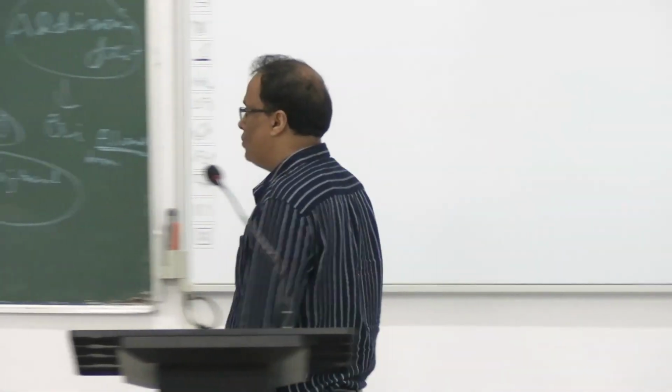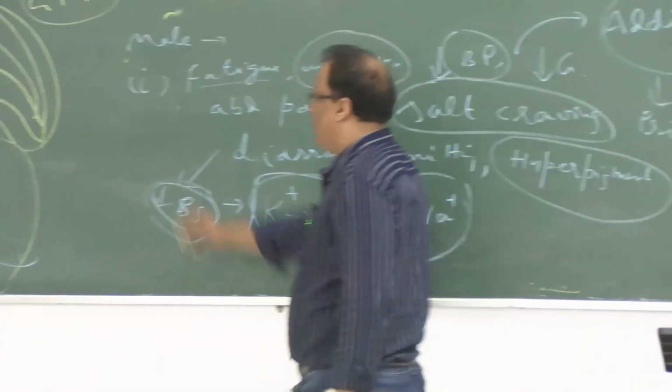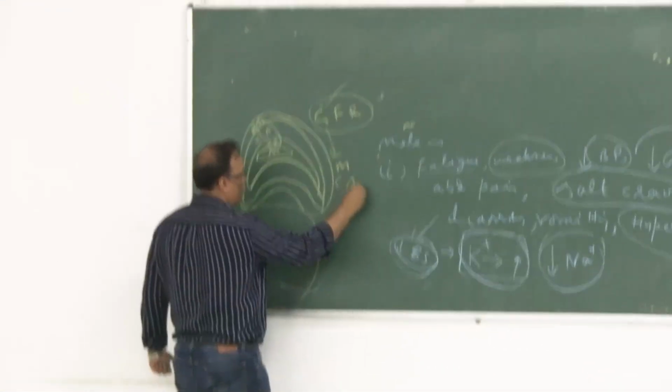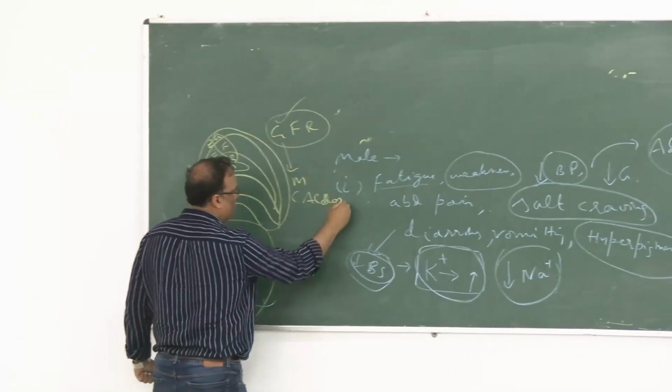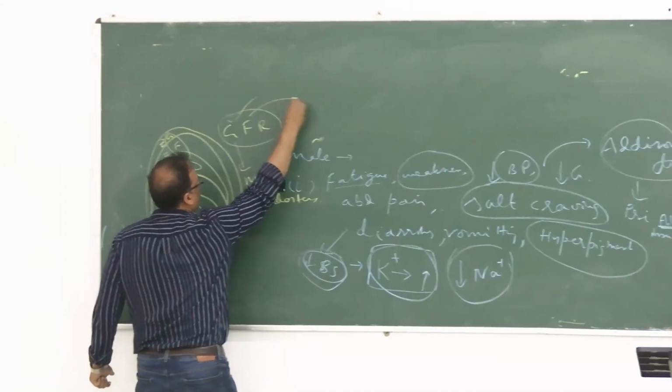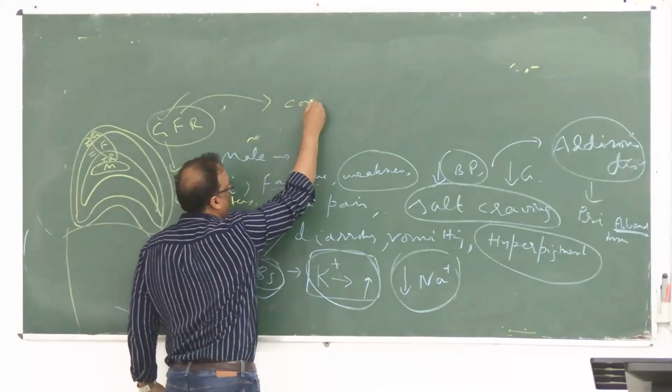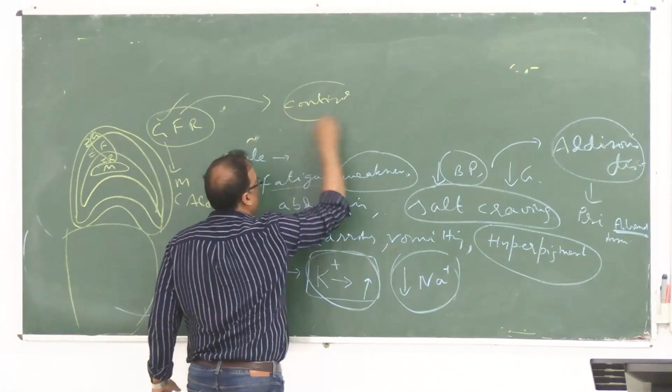Often it is asked in the exam as well as in your viva exam. So what comes out of the zona glomerulosa? It releases the mineralocorticoids, right? Mostly the aldosterone. And from the zona fasciculata come the glucocorticoids, mostly the cortisol. This is a very important hormone for us.